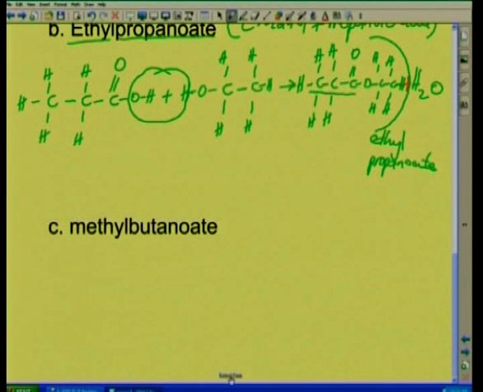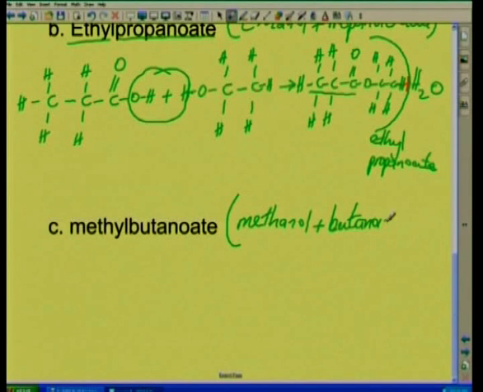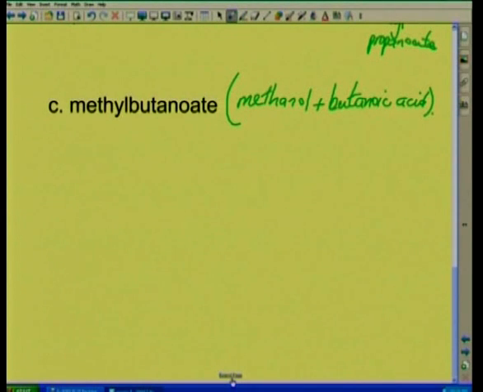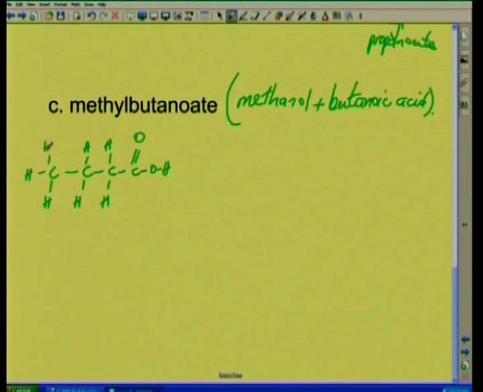And lastly, methyl butanoate, it's methanol plus butanoic acid. How does this happen? Let's start with the acid. You've got C, C, C, C. It's 4 of them because it's butanoic acid, and then the OH group there to make it an acid. The rest are the hydrogen atoms around the carbon atoms. So that's what we have.